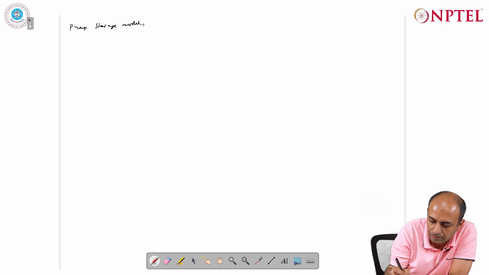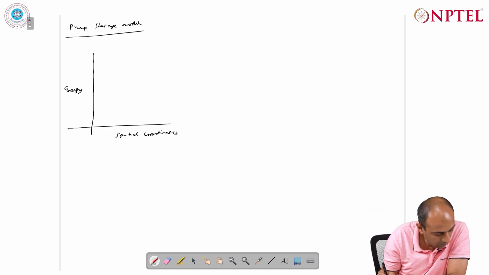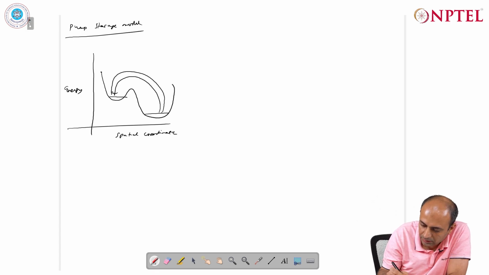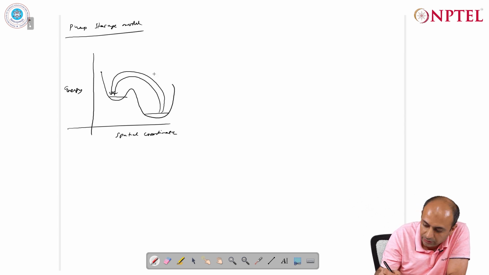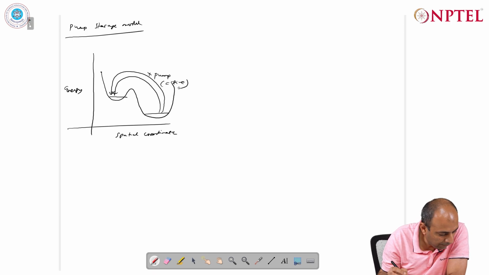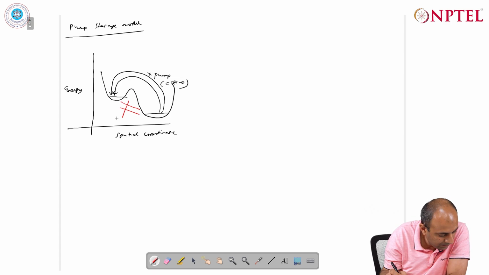in the way of a pump storage model. So, if you plot the energy as a function of the spatial coordinate, you will see that we are actually pumping the potassium ions and the sodium ions against the concentration gradient. So, this is the pumping mechanism, which is the active process, and we also have the passive process, the gating mechanism, which is the passive process.